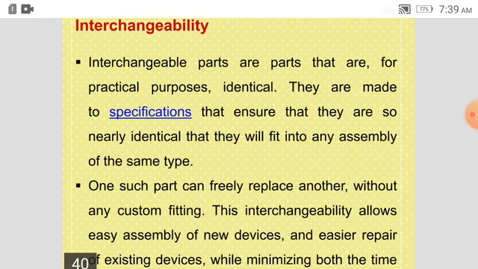Interchangeable parts are the parts that are for practical purposes identical. They are made to specifications that ensure that they are so nearly identical that they will fit into any assembly of the same type. It means a piston produced at one location will get assembled with the cylinder produced at different locations. So this is leading to what?